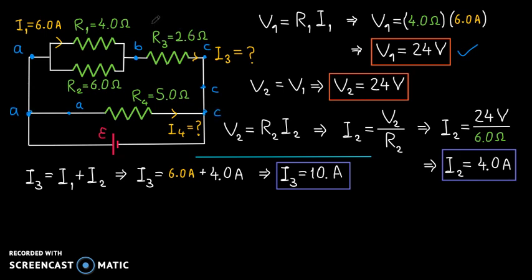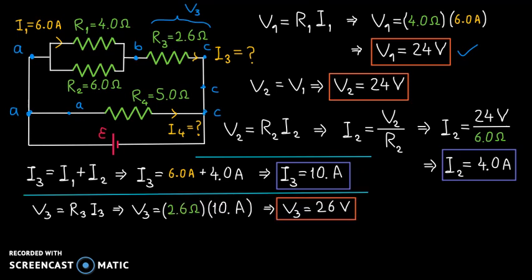So now let's go ahead and calculate the potential change across the terminals of R3, I'm going to call that V3, okay? And then V4, the potential difference across the terminals of R4 is going to be equal to V1 plus V3. In other words, potential from A to B plus potential from B to C. Applying Ohm's law on resistor 3, we get V3 equals 26 volts.